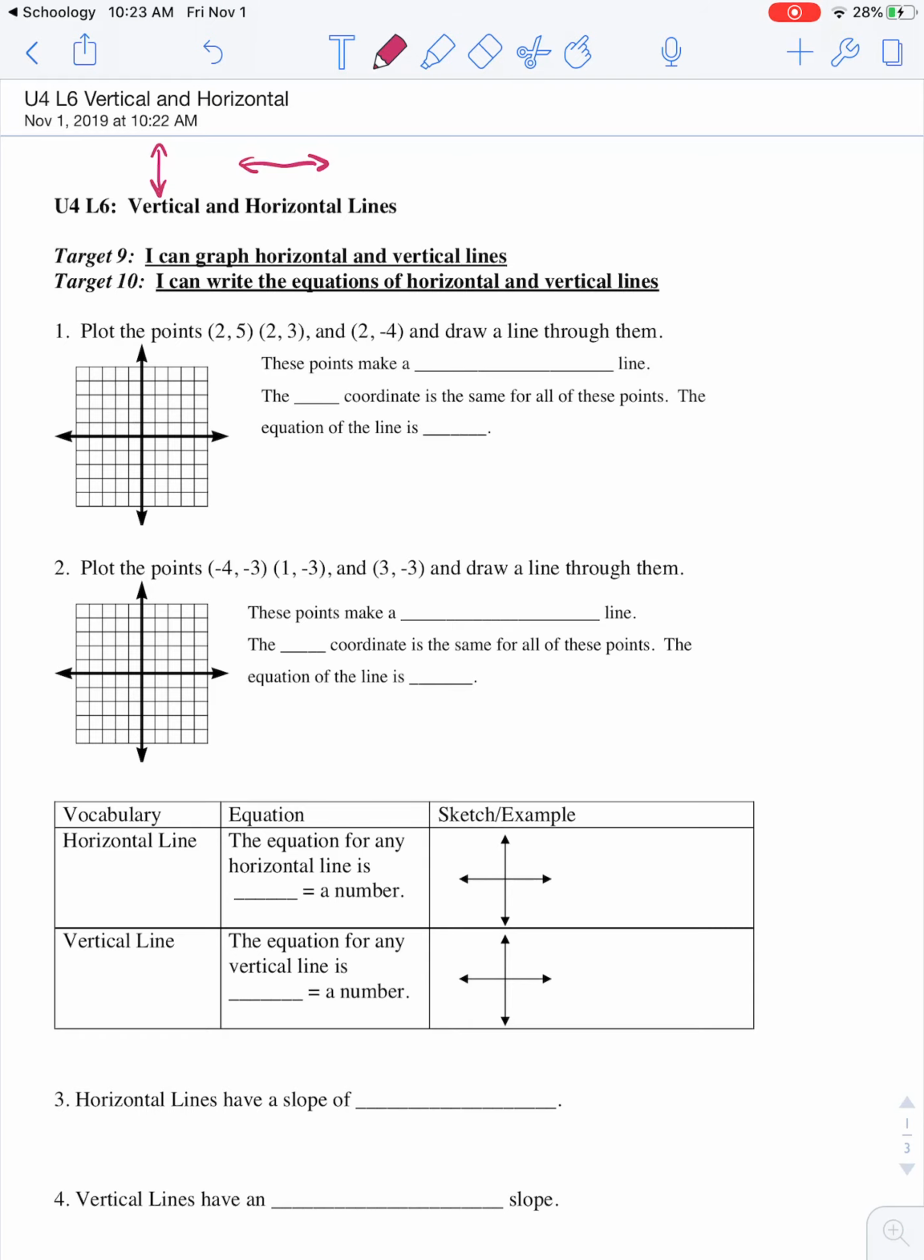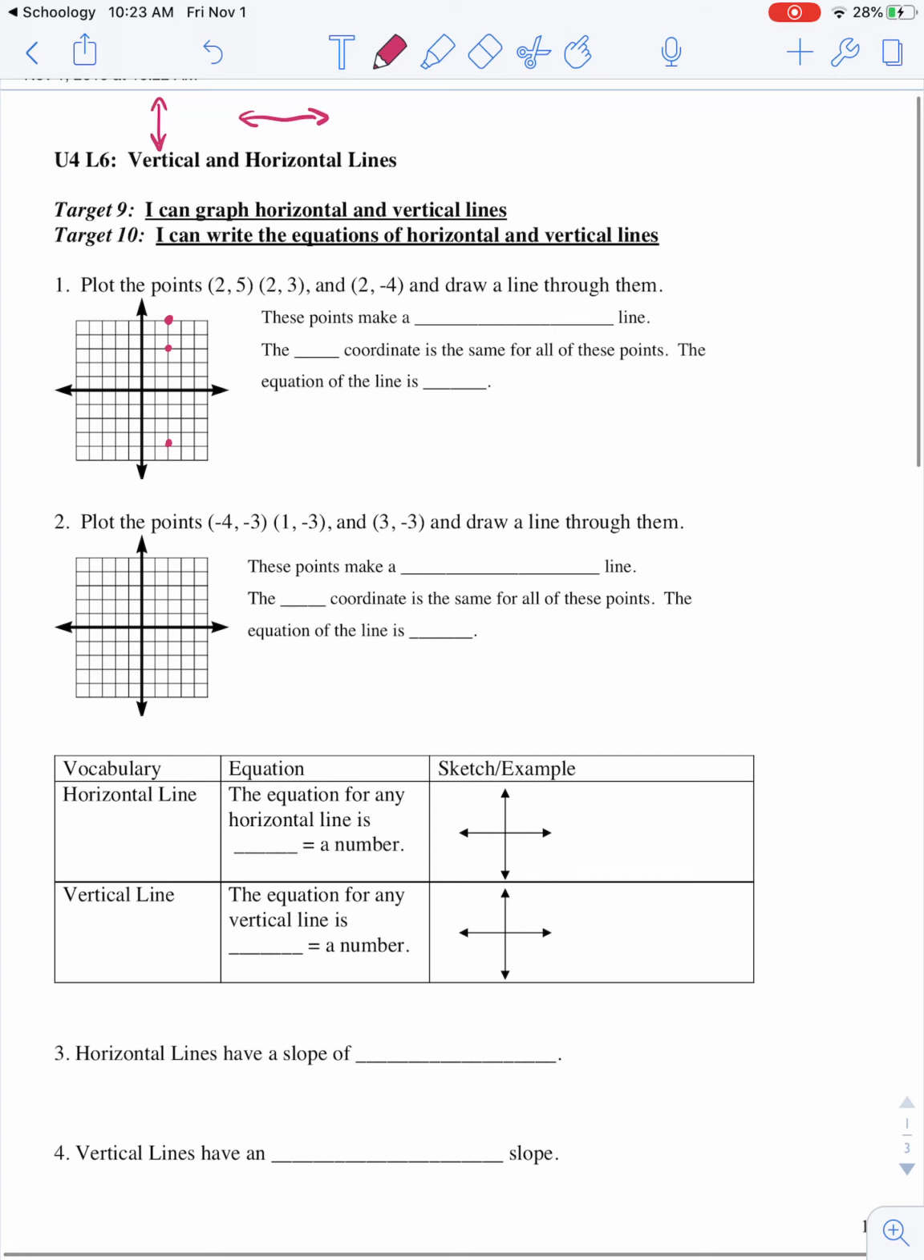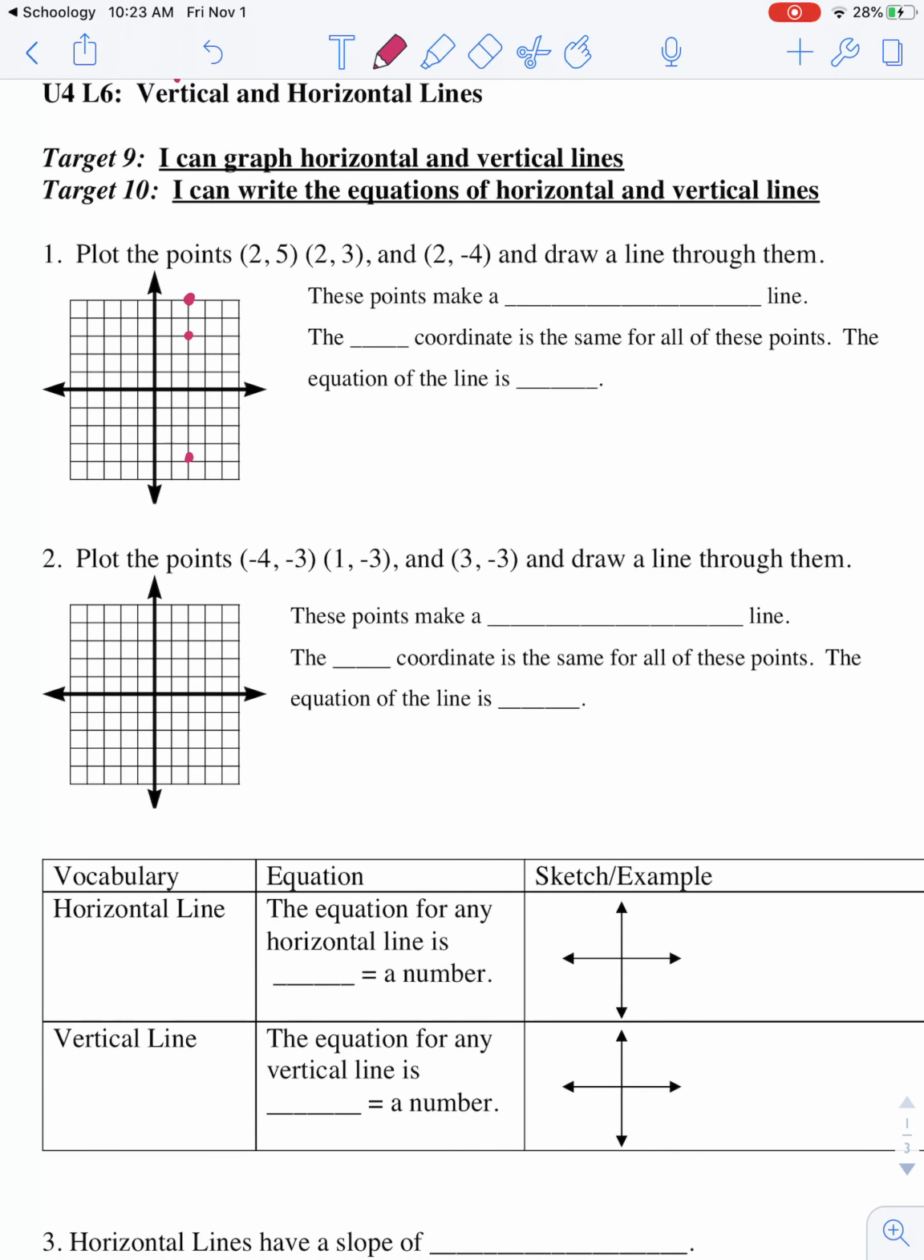So the first thing we're going to do is plot some points. We're going to plot (2, 5), (2, 3), and (2, -4). And we're going to notice that this set of points makes a line, but it's a vertical line. It's a straight up and down line. There's no slope to it, no angle. So these make a vertical line.